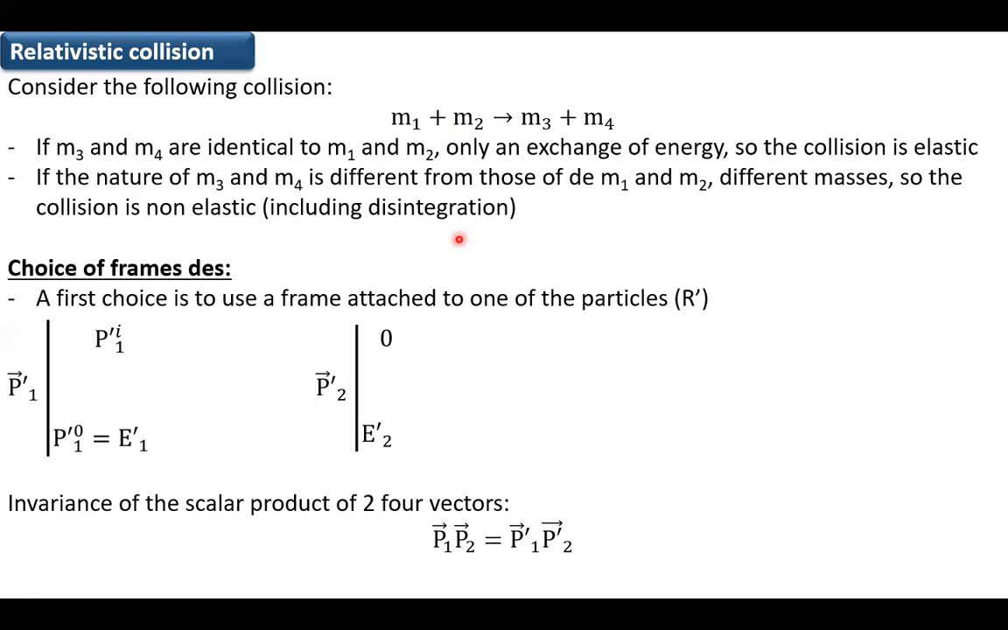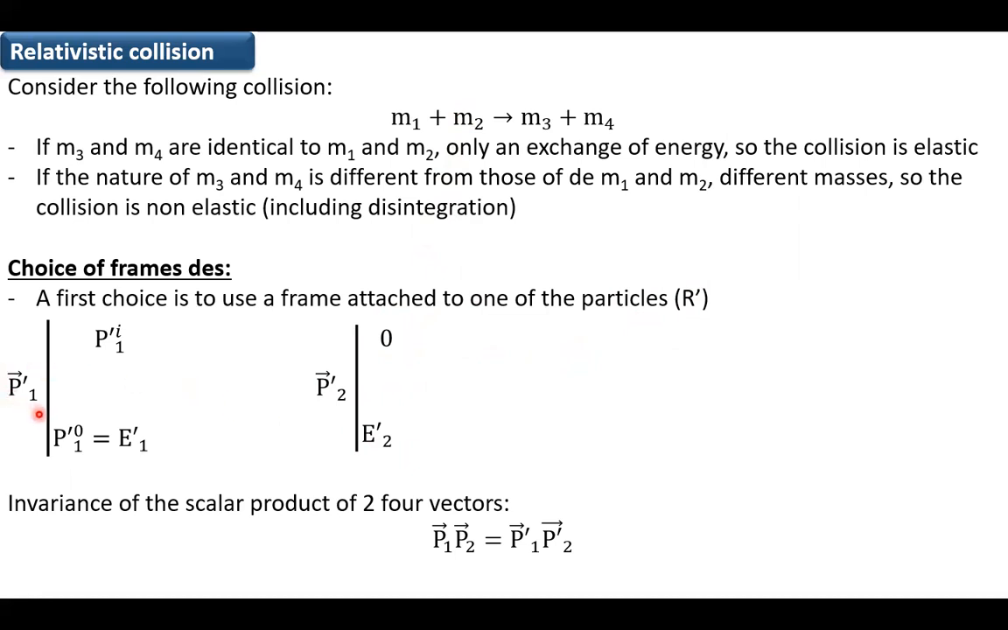So you have your frame R, the rest frame, and you have a frame R prime that is attached to one of the particles. Let's take an example. Let's say R prime is attached to M2, to particle number 2. So the initial momentum of 2 is 0. So P prime of 2 is 0 for X, Y, and Z, the three spatial coordinates. And you have the energy, of course, it's the rest energy, E prime 2.